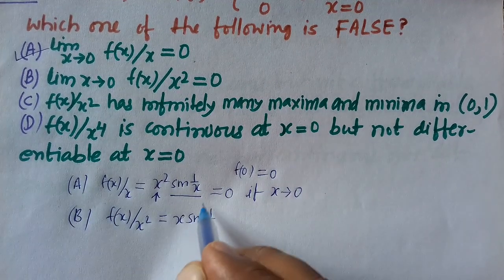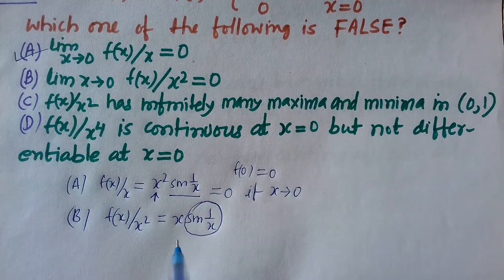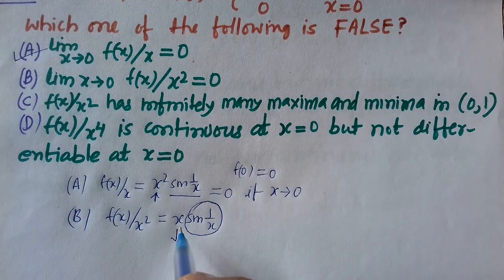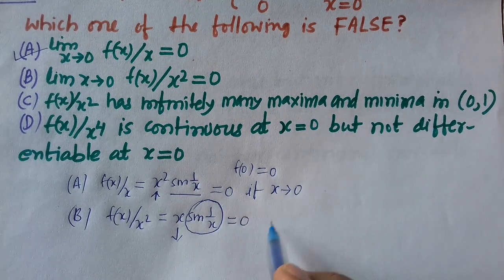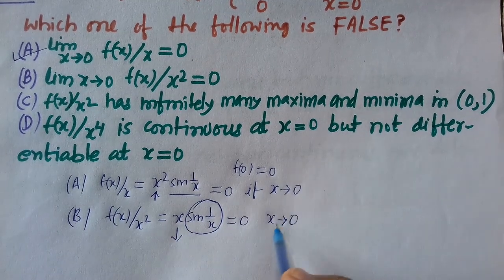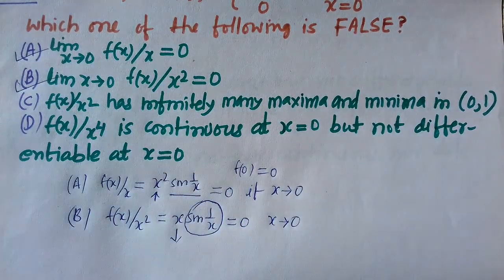In the same way for B, f(x) by x square will be x sine 1 by x. Again this is a bounded function. So letting x tends to 0, 0 into a bounded function will be 0. So this is going to be 0 when x tends to 0. So B is also correct.